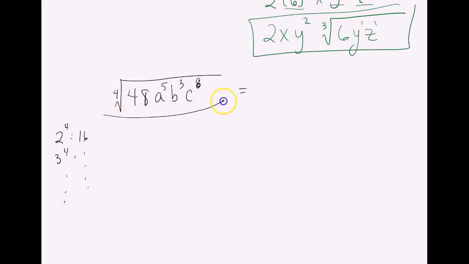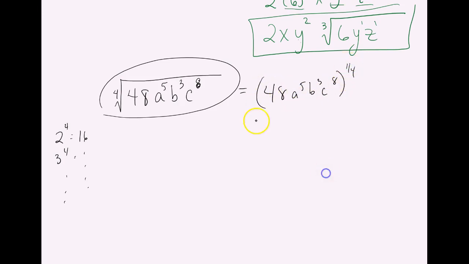If this is my problem, I noticed a little 4 and started thinking about the numbers on my chart, 2 to the 4th, 3 to the 4th, and so on. I'm going to start with the rewrite, and everybody is to the 1/4 power. So we've got 48 to the 1/4, and this part I'm going to go a little faster. It's a to the 5th to the 1/4, but you're really just multiplying those. So 5 times 1/4 is 5/4. This will be b to the 3/4. This will be c to the 8/4.